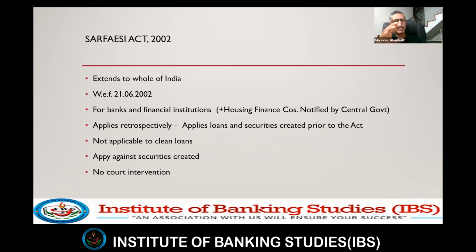It's an introduction. It extends to the whole of India. Why do we say whole of India? Because earlier Jammu and Kashmir used to be an exception. It came into effect on 21/6/2002. It covers banks and financial institutions. Banks means RRBs, cooperative banks, all banks are included now. Housing finance companies notified by the central government. Are housing finance companies included? Yes, provided a special notification by the central government is there.